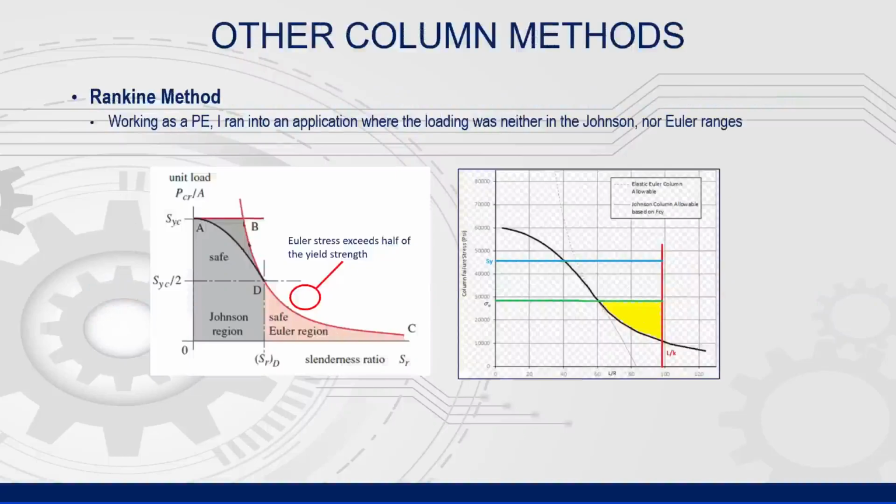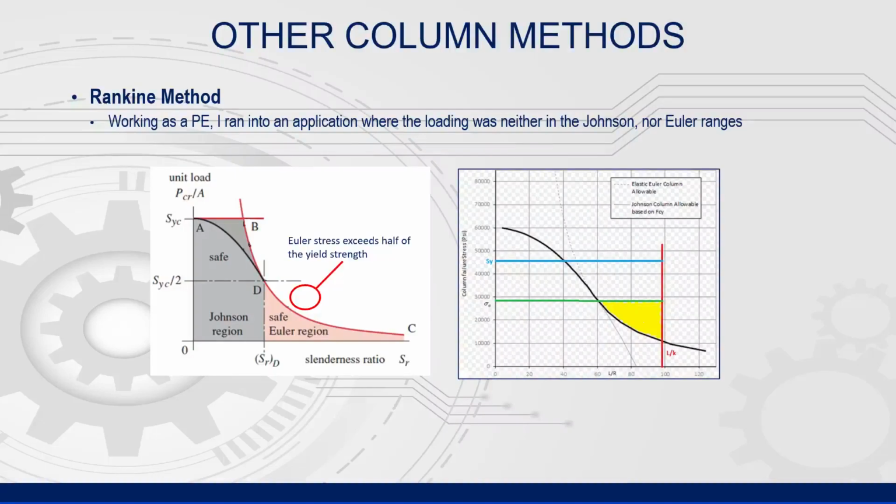What are the other methods when neither the Euler nor Johnson formulas are applicable? I ran into this once while evaluating a large bridge crane for which the columns were significantly oversized. While I was getting a factor of safety of nearly 20-1 with the Euler method, I realized it was not a reliable calculation. Therefore, I had to use the Rankine method. This method assumes crippling will occur rather than buckling.